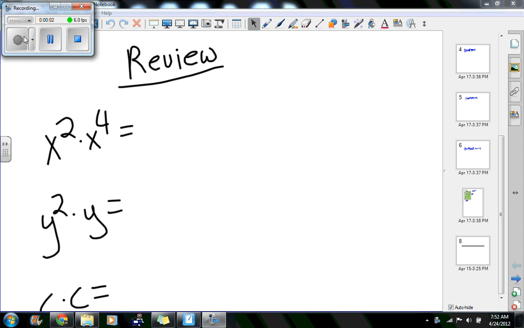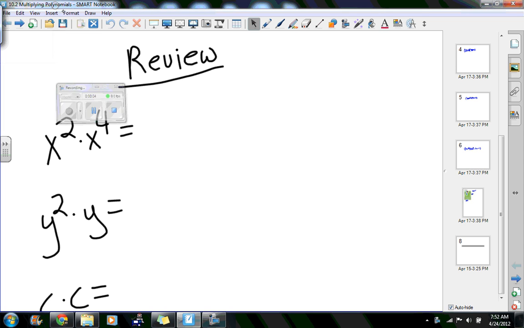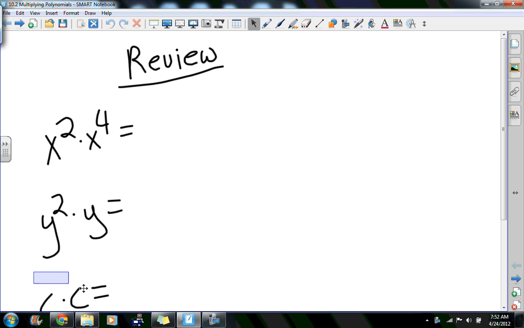Alrighty, so we're working on section 10.2 today on multiplying polynomials together, what we call the double distributive property. Now, when you're taking notes, make sure that you have a pencil that's good and has a nice sharp lead, because writing with a pencil that has a broken tip is pretty pointless.